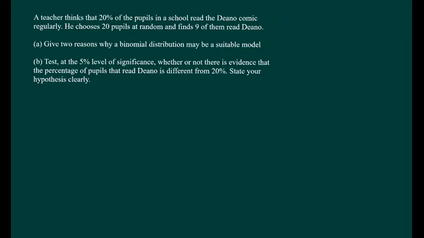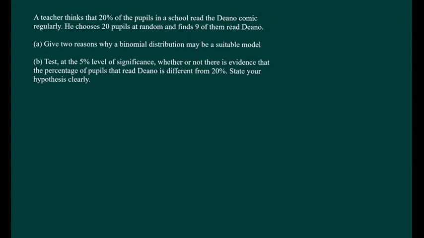So a teacher thinks that 20% of the pupils in a school read the Dino comic, chooses 20 pupils at random, so there's our sample, and finds that 9 of them read Dino. So first thing we've got to do here is give 2 reasons why a binomial distribution might be suitable, and we have to do these in the context of the question.